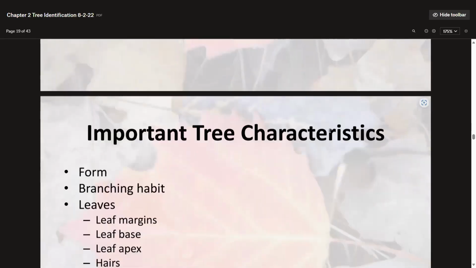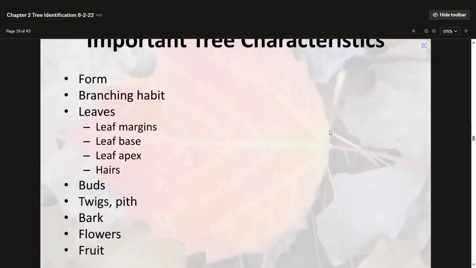Anyway, some important tree characteristics, like I talked about, your form. How does it grow? Is it pyramidal? Is it shaped like a lollipop? Different trees grow in different ways. Your branching habit. So some trees reach out and all the branch tips reach up, right? Others curl down. Some have a mixture of both. They curl down at the bottom and then reach up as they're going to the top, right? So branching habits can tell you something and help identify it.